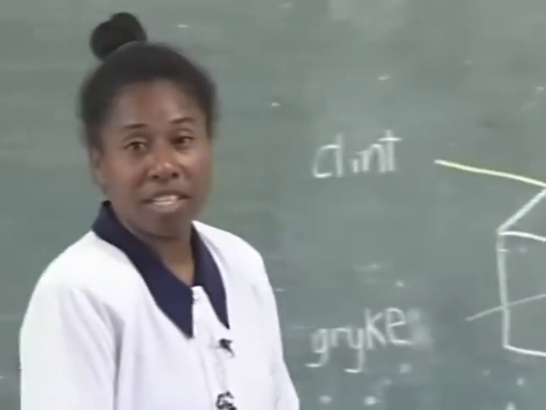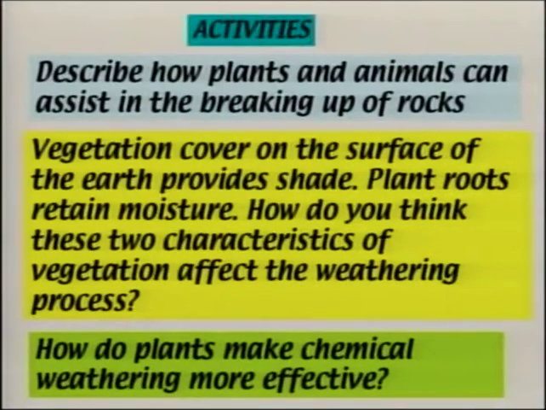Okay, three activities for us to do now. The first one, you're supposed to describe how plants and animals can assist in the breaking up of rocks. That's number 1. Number 2, vegetation cover on the surface of the earth provides shade. Plant roots retain moisture. How do you think these two characteristics of vegetation affect the weathering process? And number 3, how do plants make chemical weathering more effective?